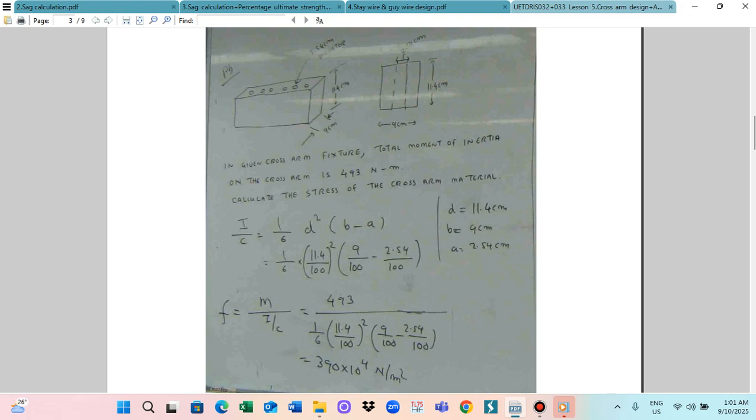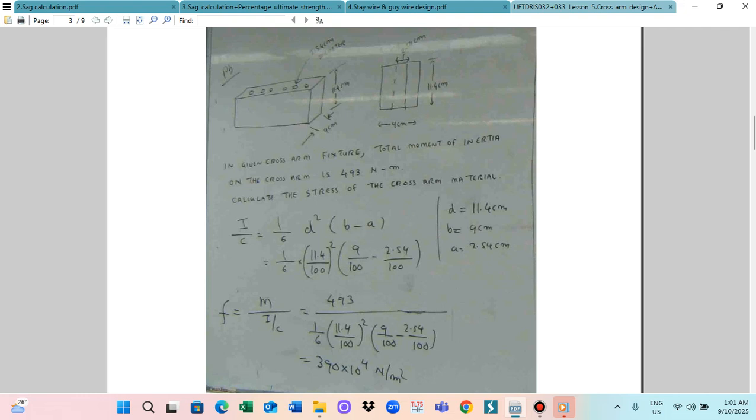So D is equal to 11.4. But we don't use centimeter, we have to use meter. So this centimeter is converted to meter, divided by 100 square. Minus B minus A. B is 9 centimeter. We don't use centimeter, we have to convert to meter, so divided by 100. A is 2.54, divided by 100. So then you get the I by C.